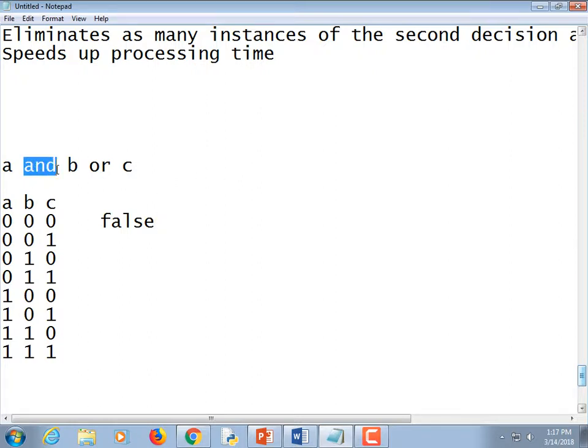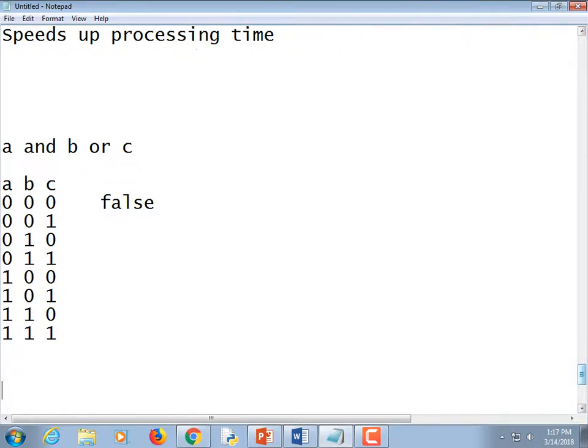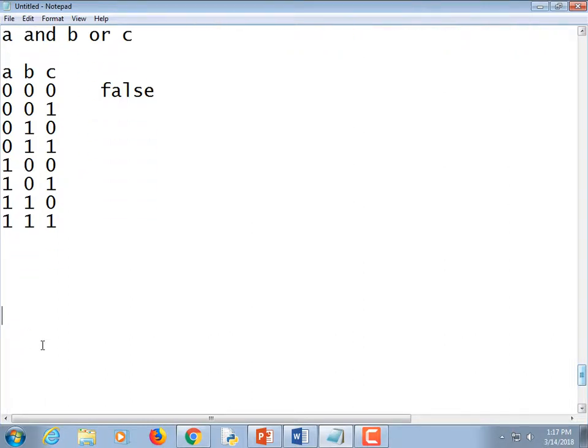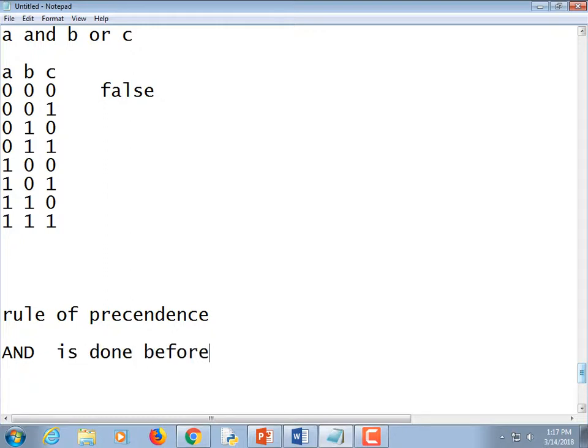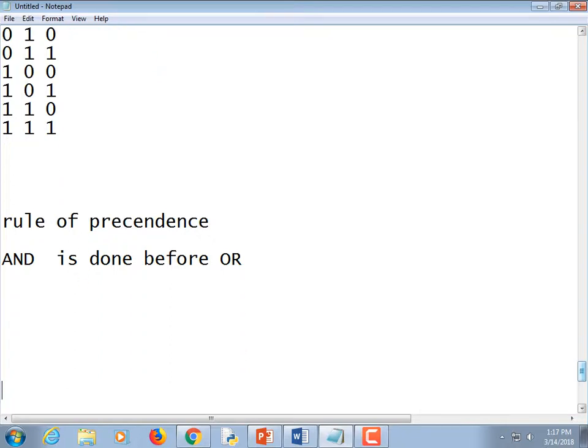However, just like we have rules of precedence for multiplication and division and addition and subtraction, there are rules of precedence for and or. In the rule of precedence, and is done before or. Why? Because and is in effect multiplication, and or is in effect logical addition.